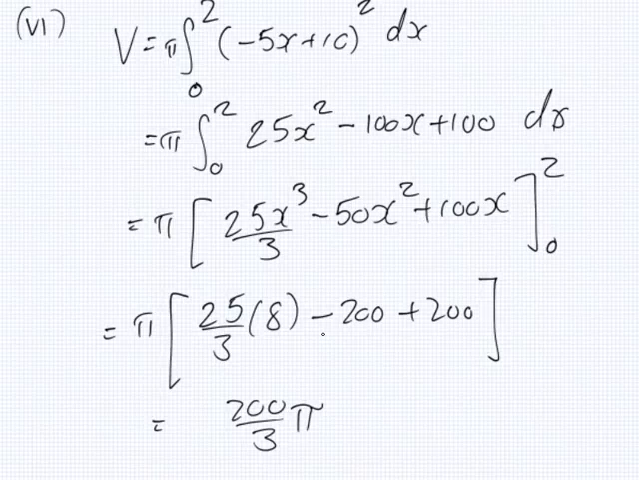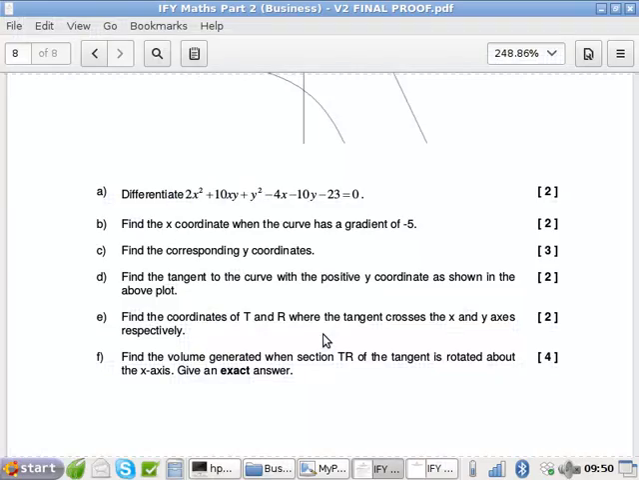I know it was a little bit tricky at the start, but actually when you get into the question, finding the tangent was easy, finding where it crosses the x and y axis was easy, and then finding the volume is a normal type of problem, not unusual. Yeah? Okay, that's perfect timing.